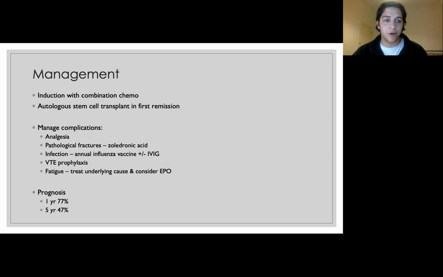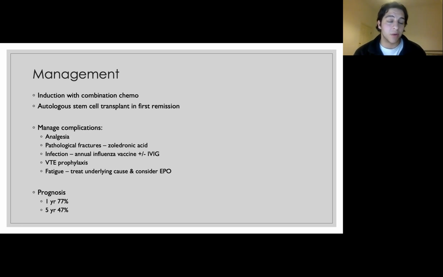So management of myeloma, again, don't think it's that important at our level, but I'll go over it quickly. The aims of management are to control symptoms and reduce complications, and obviously prolong survival. It's got a chronic relapsing course, so it can be quite difficult to treat. You want to give induction with combination chemotherapy. You can give autologous stem cell transplant in the first remission. But a lot of it is managing complications as they arise in the disease.